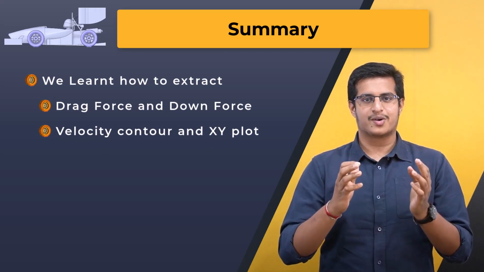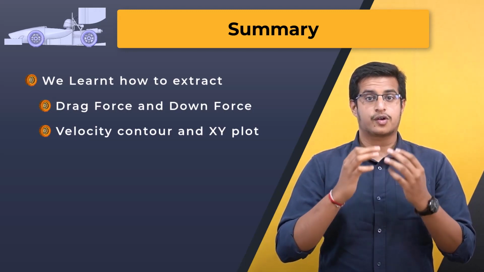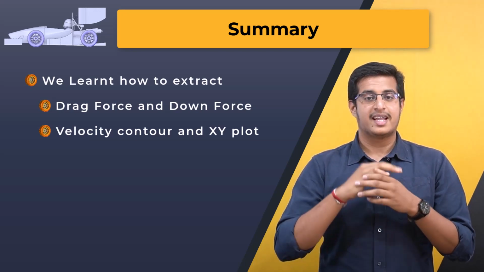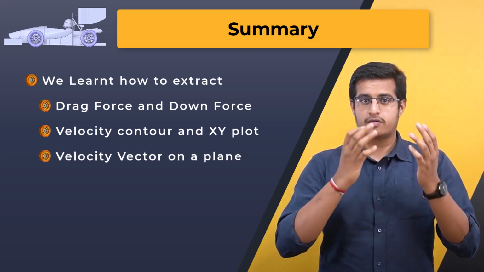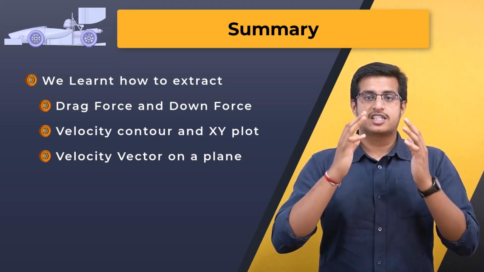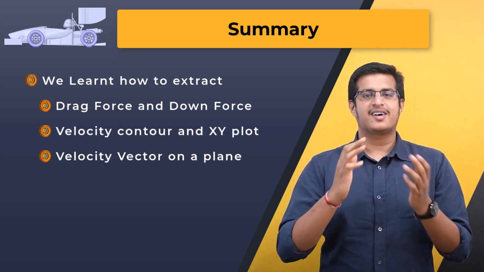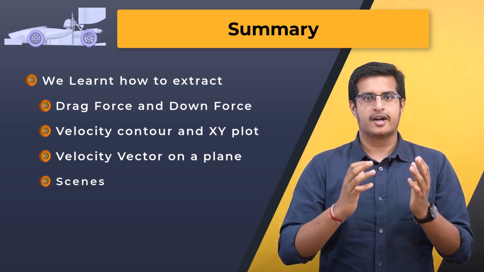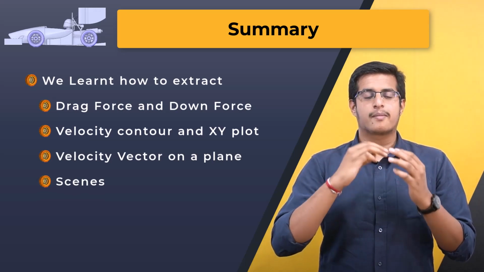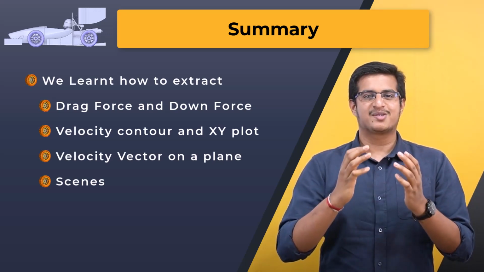Using velocity contour and the XY plot of static pressure on a line, we saw the effect of underbody and the diffuser on the flow beneath the car. Next, using velocity vectors, we learned how to look at the general fluid flow around the car and specifically focused on the rotating flow near the wheel. Finally, using scenes, we learned how to display multiple post-processing elements together for better interpretation of the results. This brings us to the end of the lesson.